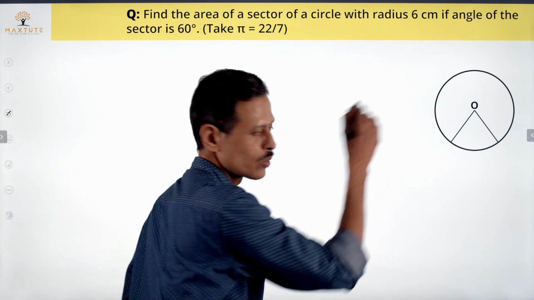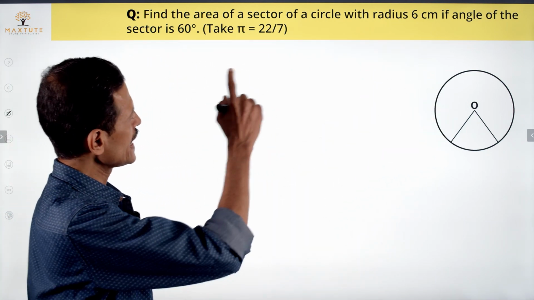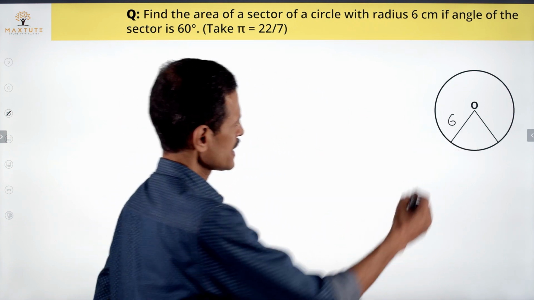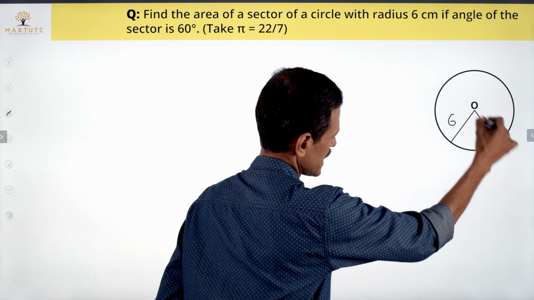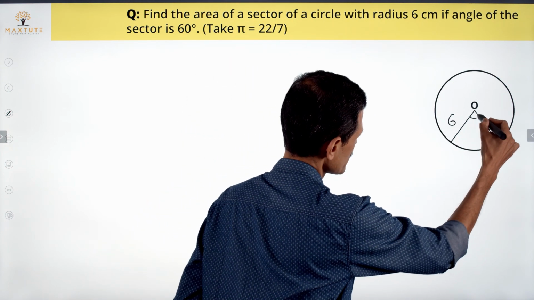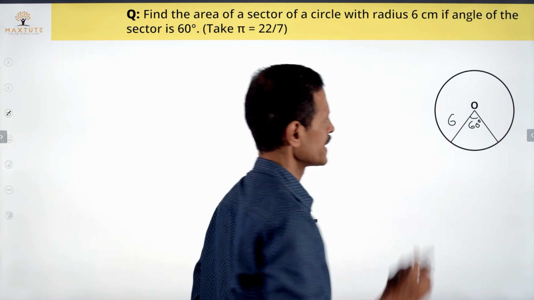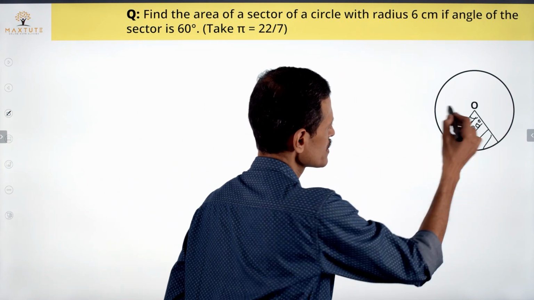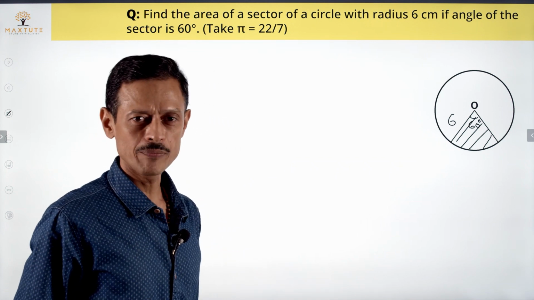We have a circle whose center is O. The radius of the circle is equal to 6 centimeters. Sector is basically this shape, right? This is a sector for which we are trying to find out the area. The angle subtended by the sector is equal to 60 degrees. I'll shade the region for which we are finding out the area. This is the region for which we are finding out the area.